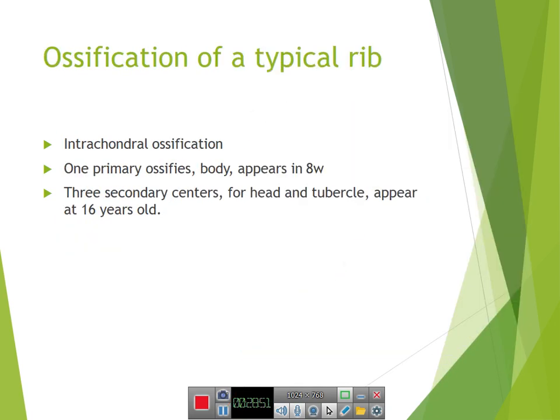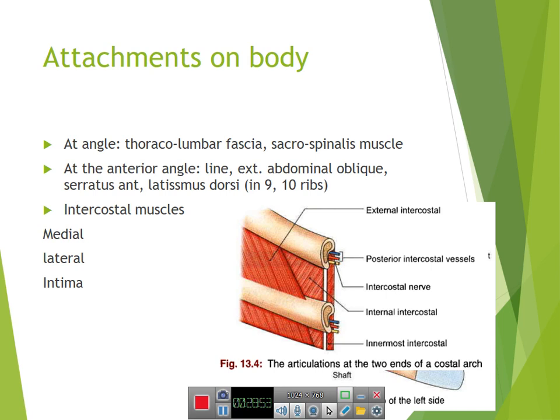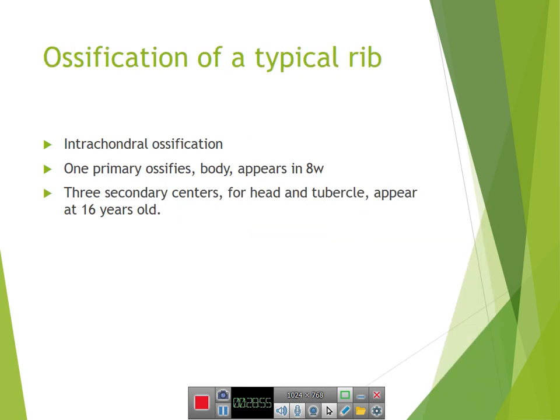In the next section, I'm going to talk about ossification of a typical rib. So we learned a lot about a typical rib: the head, the neck, and the body or shaft, and attachments, ligaments, and joints of a typical rib with related structures. So how about ossification of a typical rib?